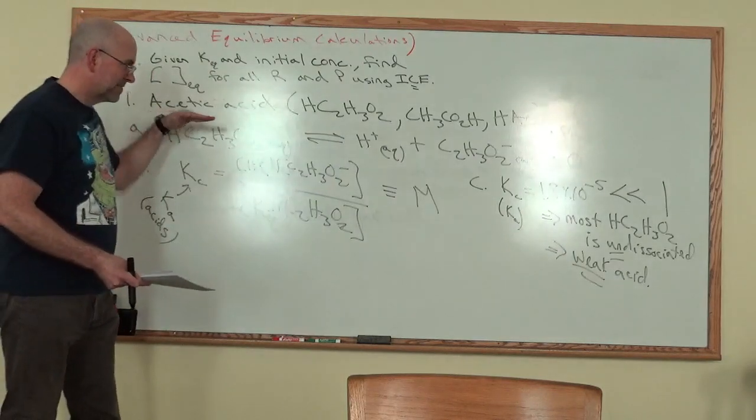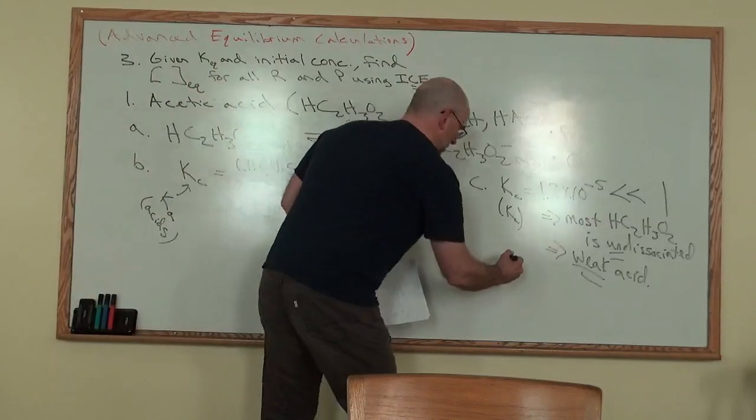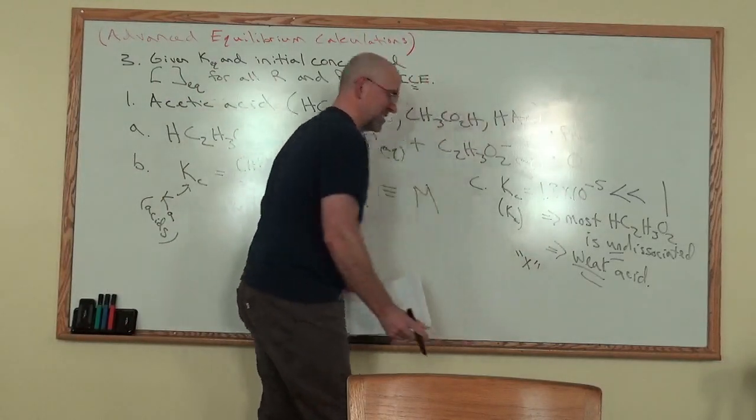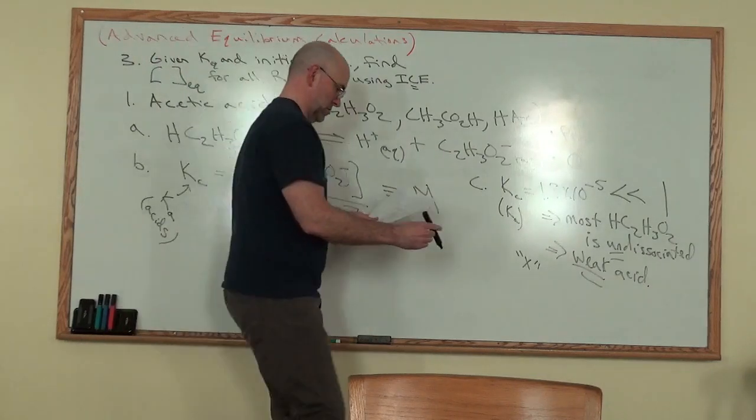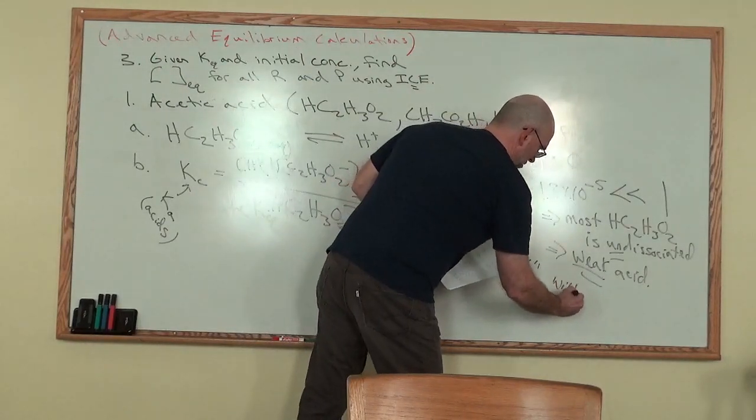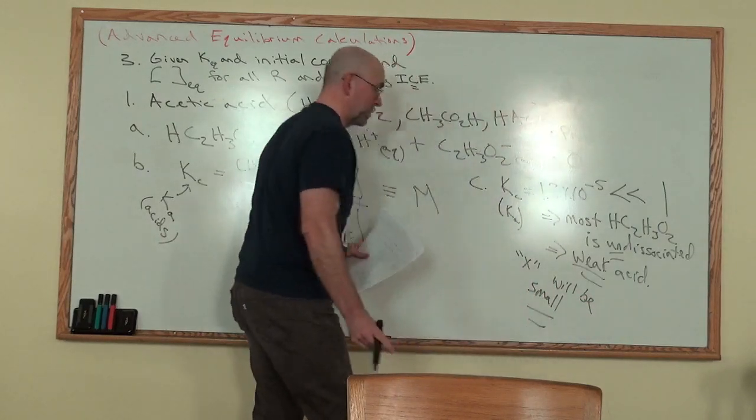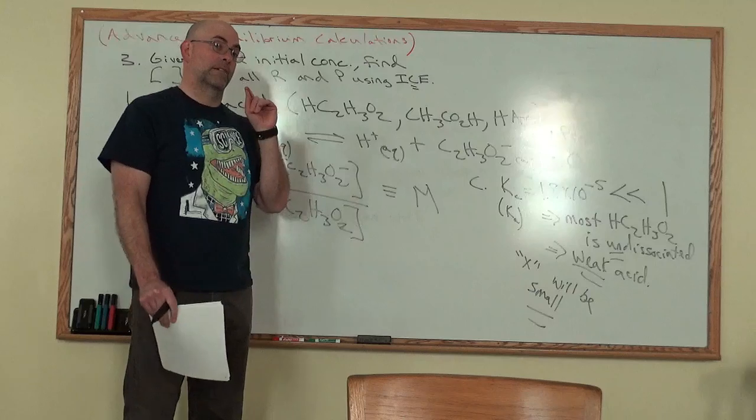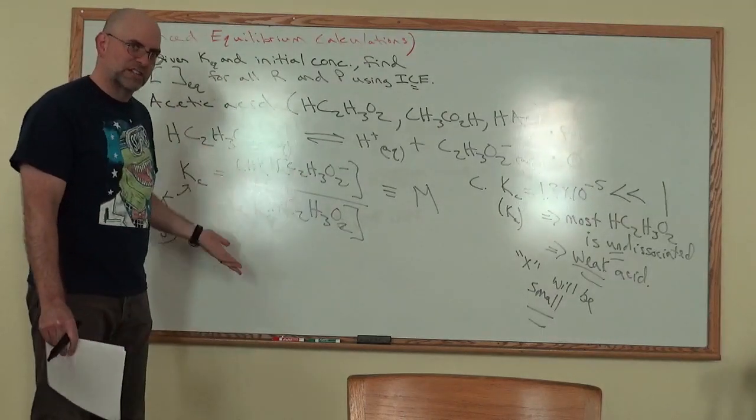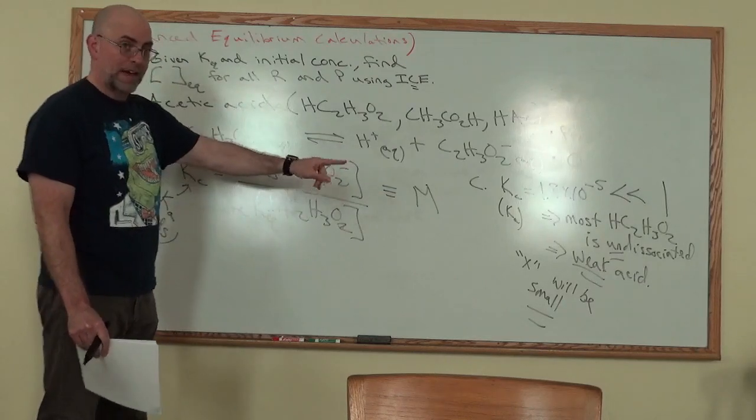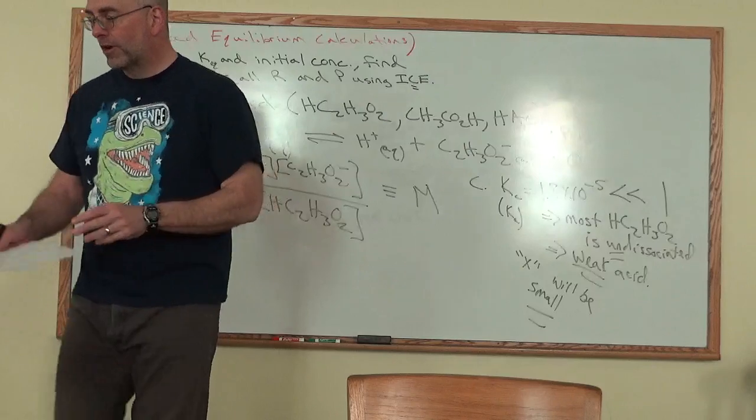That means that not much goes this direction. Our x, our change going from initial to final, will be very, very small. And that's an important assumption. That third step, make some assumptions about x. This is the one we make for this problem. X will be really, really small in this case. Okay.